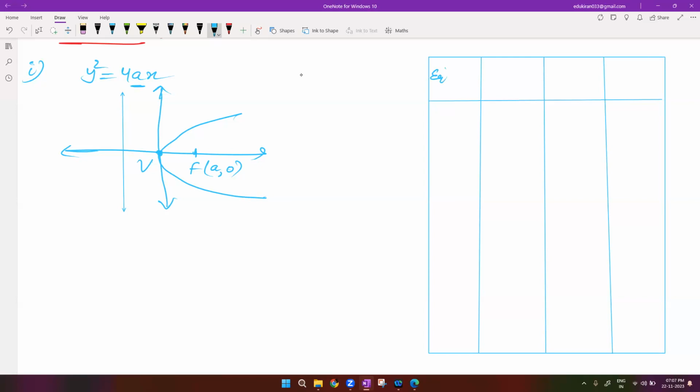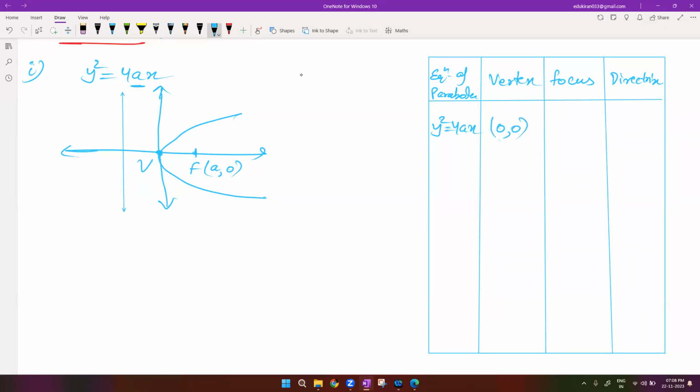So here we are writing the equation of the parabola, here the vertex, here the focus, and here the equation of the directrix. The first equation of the parabola is y squared equals 4ax. The vertex is (0, 0).